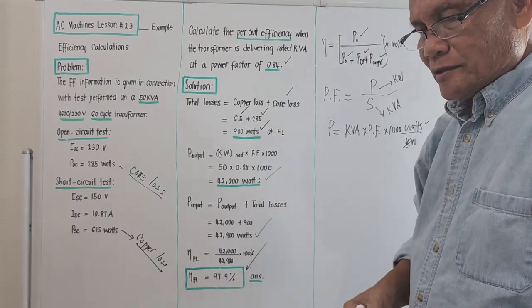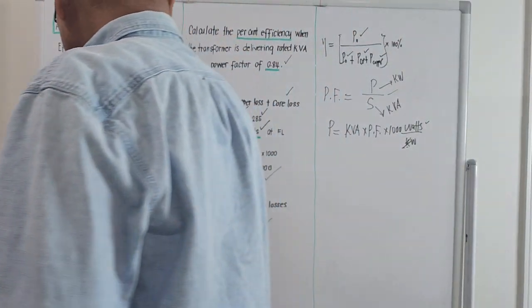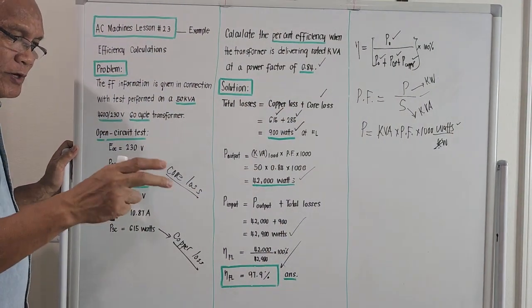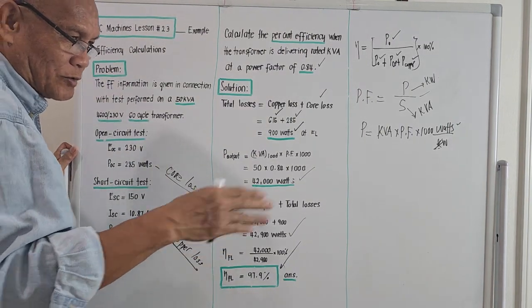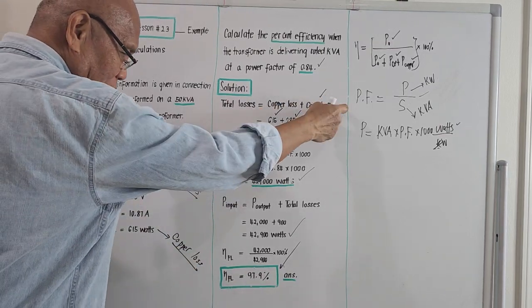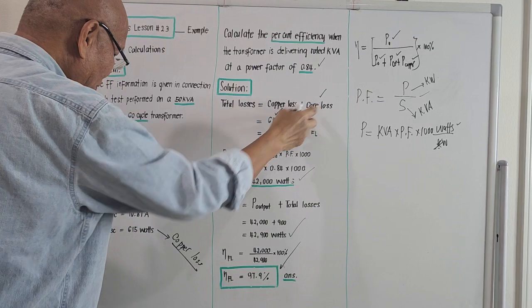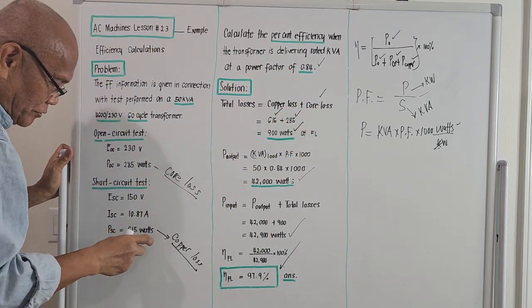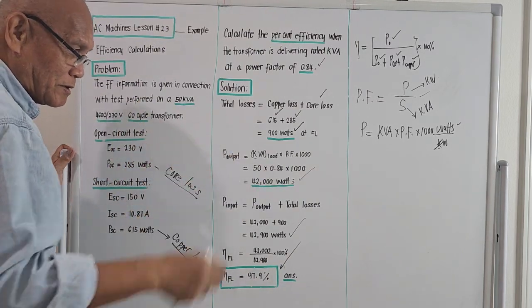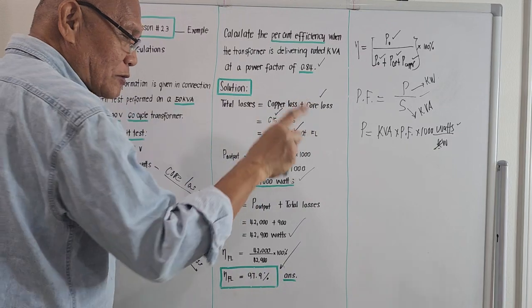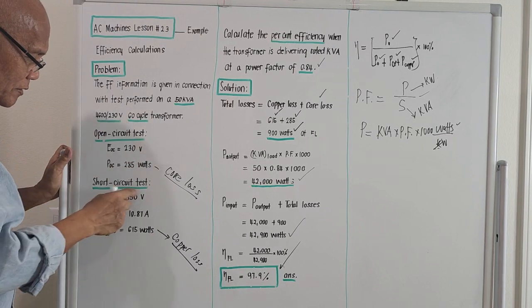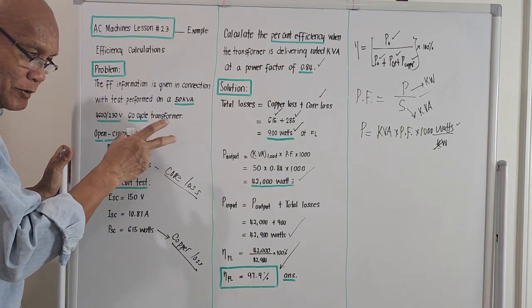Okay, that's it, guys. That's the way how to compute the efficiency of a transformer, right? And in the computation of the efficiency, we must identify the total losses. The total losses actually represents the copper loss plus the core loss. This copper loss emanates from the short circuit test. It's the reading of the wattmeter during the performance of the short circuit test. And the core loss is actually the watt reading of the wattmeter during the performance of the open circuit test. And this is actually 285 watts for this given transformer.